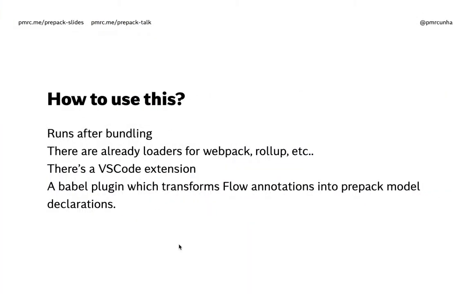So in practical terms, this is something that you probably want to run after you bundle your code, where Prepack can have as much information about your program as possible. And there are already loaders for Webpack, Rollup, and so on. There's the VS Code extension and a Babel plugin for Flow annotations. You can use Flow annotations to give more information to Prepack so that it can compile and optimize even harder because it knows more about your program. It knows the types of these unknown variables.